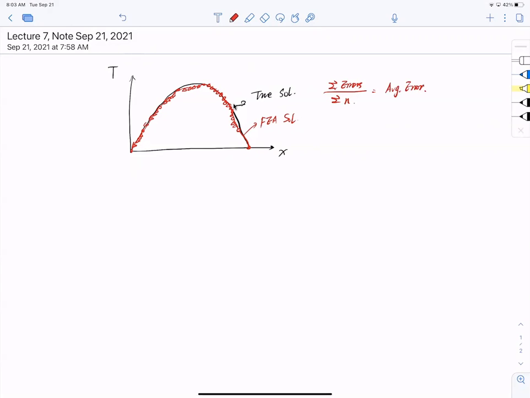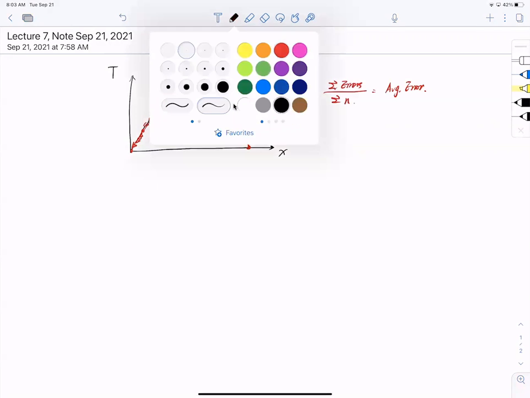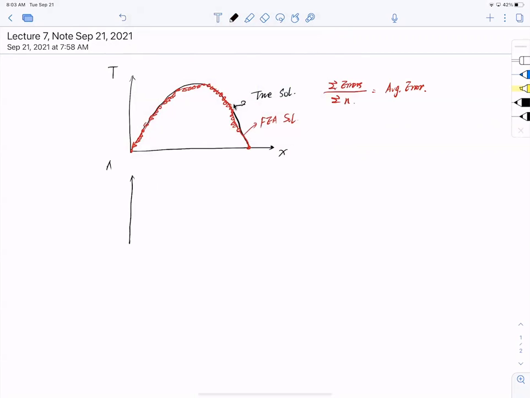And I want you to plot this, using a different color. Say this is the average error, and what you're doing is changing the number of elements in the homework. I want to see how this average error changes. Did it go like this? Did it go like this? Did it go like this? Anything is possible.